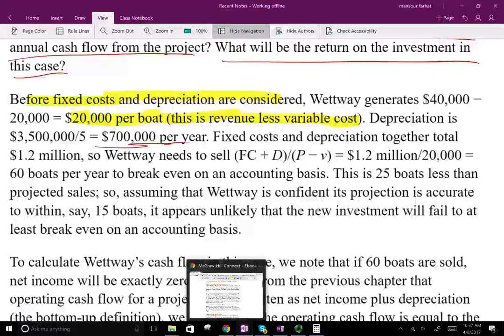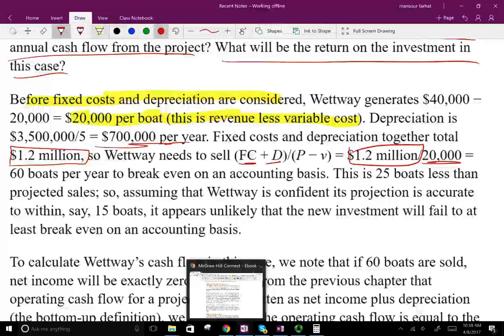Depreciation is $700,000 per year. Fixed cost and depreciation total 1.2 million. Now I can do it again. Now fixed cost plus depreciation becomes 1.2 million divided by the contribution margin. So by adding 700,000 of depreciation, I need to sell 60 boats to break even on an accounting basis.